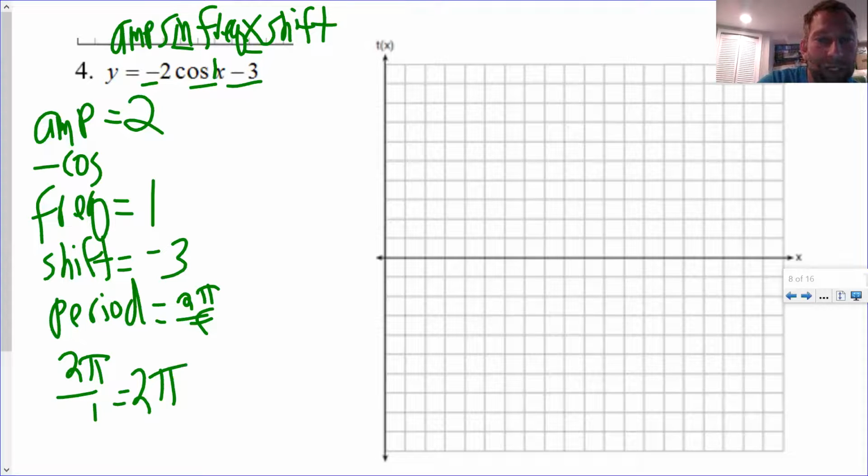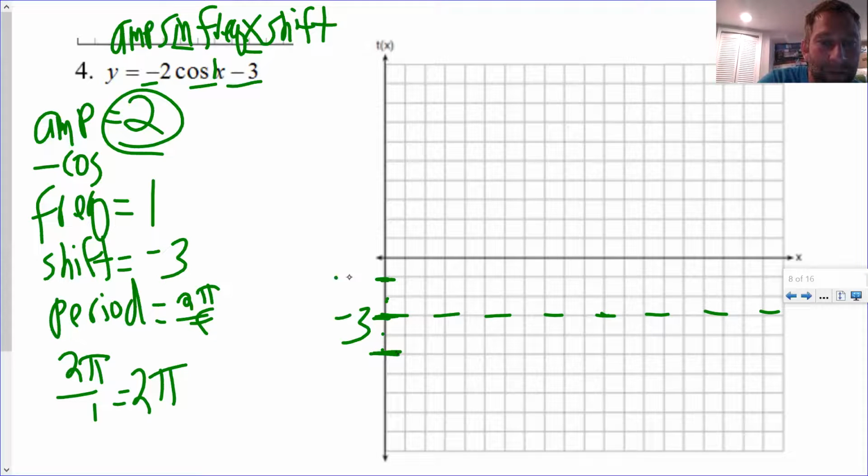So I start with my shift. My midline is negative 3. So I'm going to draw my midline in. My amplitude is how high and low from the midline. So if my amplitude is 2, from the midline, I'm going up 2, and I'm going down 2. That's negative 1. That's negative 5. On my x-axis, I make 1, 2, 3, 4 dashes. My period goes at the end of the 4th dash.